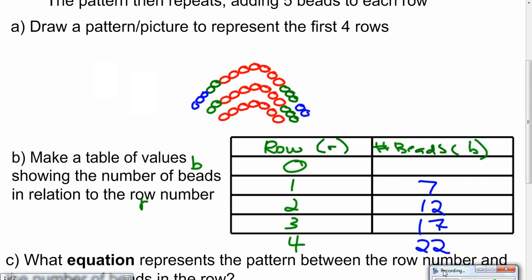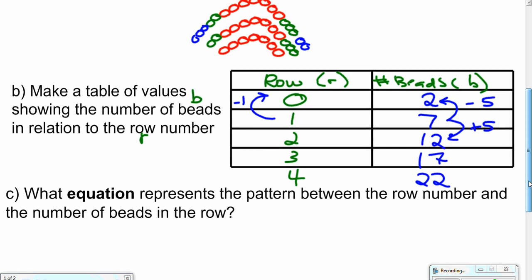If we were going to work backwards to row 0, we would need to subtract 1, right? That makes us 0. Our pattern was going up by 5, so to go backwards to row 0, we need to do the opposite. We're going to subtract 5, so we would get 2. So that means technically if there was a row 0, there would be 2 beads in it, but that doesn't make for a very nice necklace, so it probably doesn't have a row 0. But to help us with our equation, it'll be helpful to have.